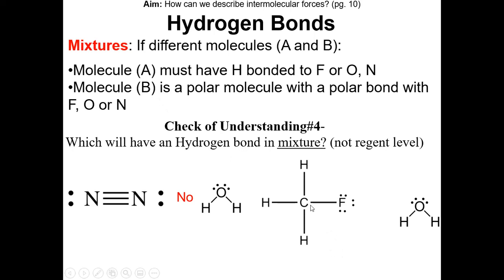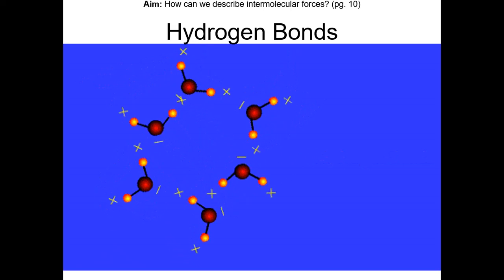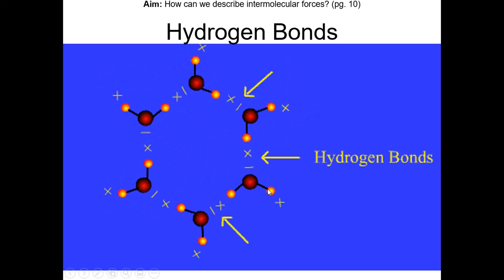How about the last example? We have CH3F. If it's mixed with water, would there be a hydrogen bond? The answer is yes. Water represents molecule A, and CH3F represents molecule B. CH3F is a polar molecule with a polar bond involving F. Here's a GIF showing the hydrogen bond interaction amongst water molecules.